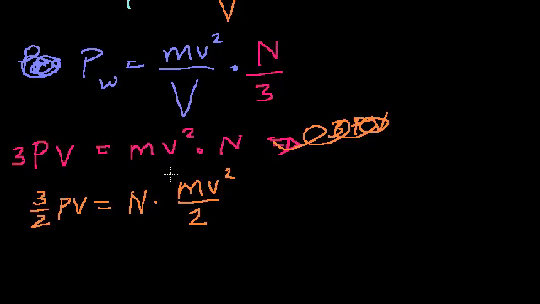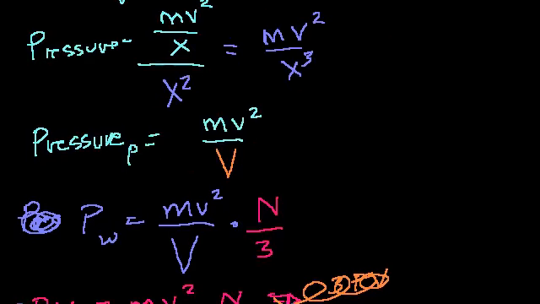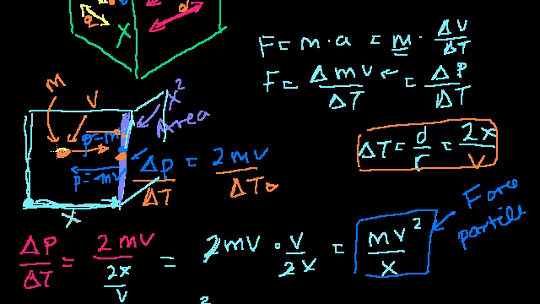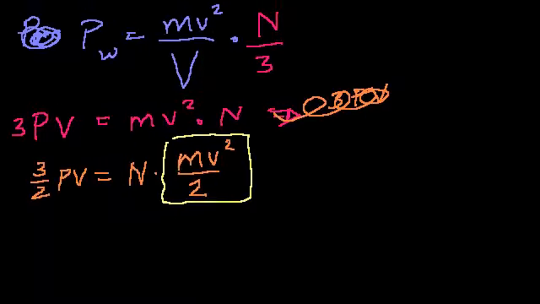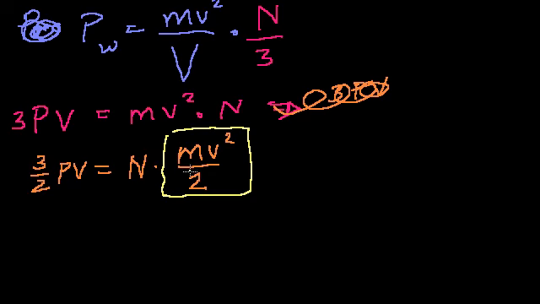What is mv squared over 2? mv squared over 2 is the kinetic energy of that little particle we started off with. That's the formula for kinetic energy. Kinetic energy is equal to mv squared over 2. So this is the kinetic energy of one particle.